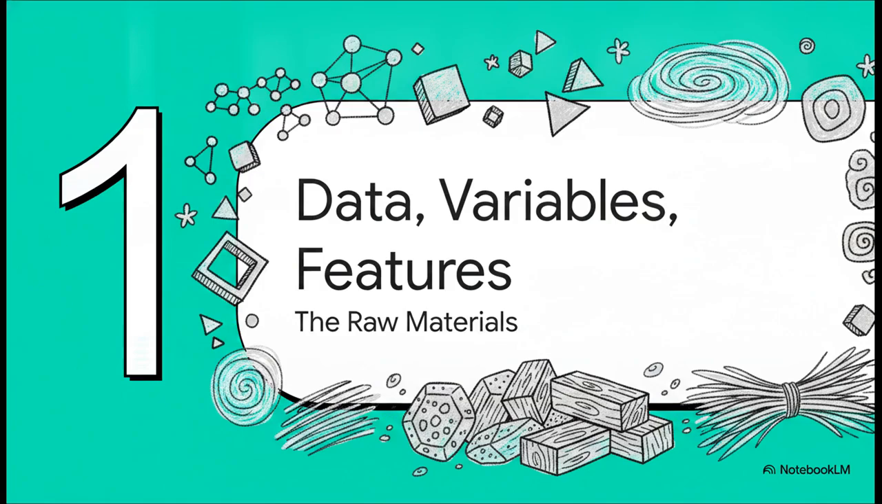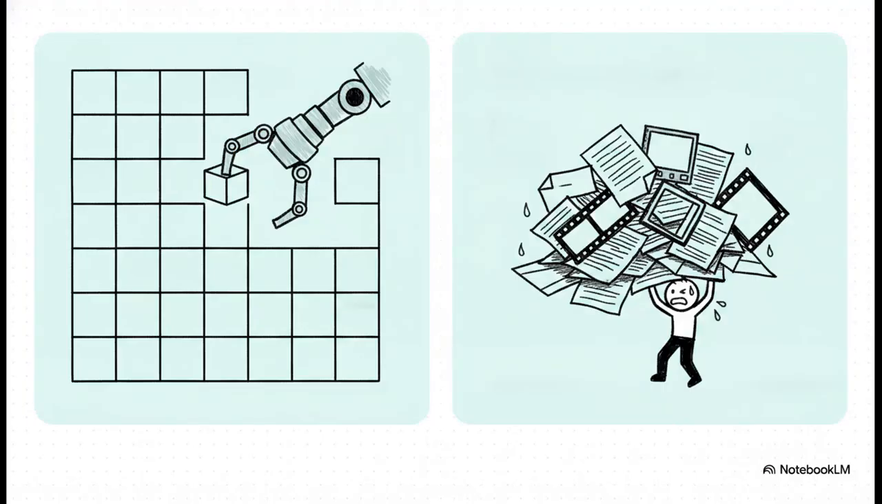All right, let's jump right into Section 1, Data, Variables, and Features. Think of this as gathering our fundamental raw materials. Whenever we collect information, it generally falls into one of two major buckets. On one side, we've got structured data. This is your highly organized, quantitative stuff. It fits absolutely perfectly into neat little tables and relational databases, which honestly makes it a total dream for machine learning algorithms to search and analyze.